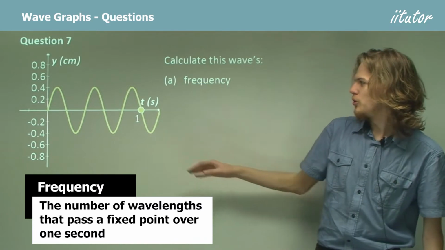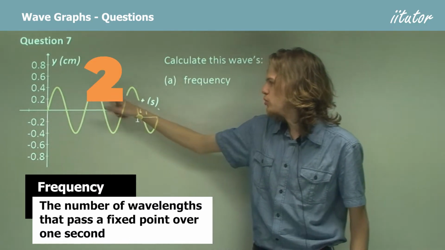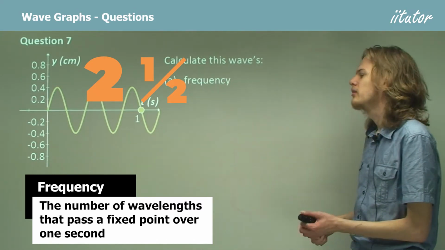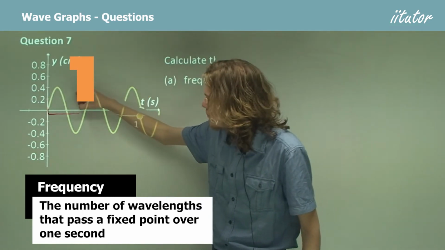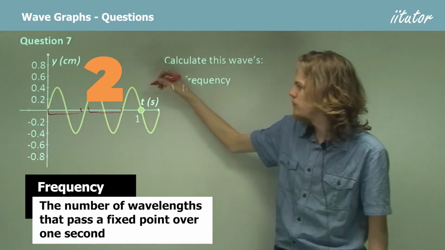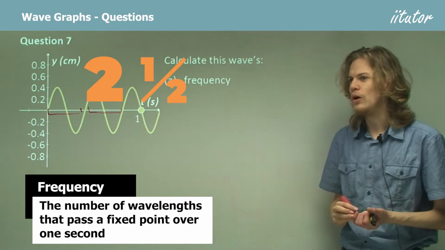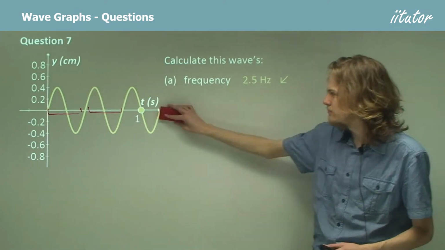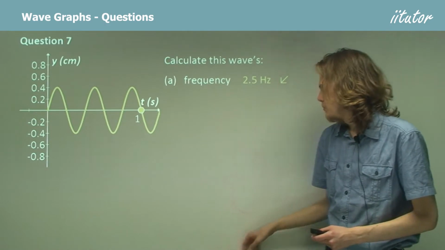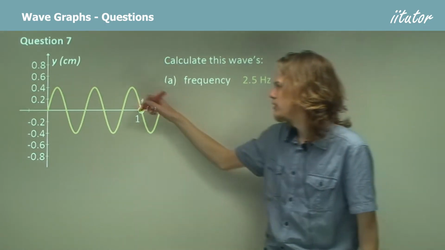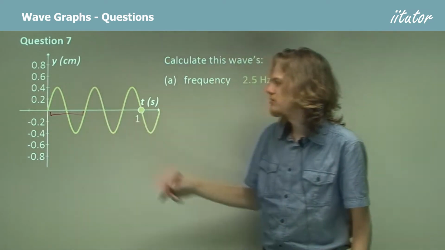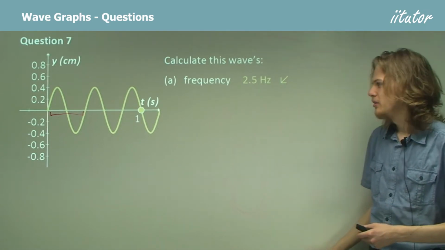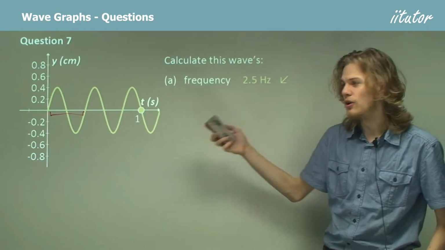We can see that there's 1, 2, and a half wavelengths altogether, right? So this is one whole wavelength. This is a second whole wavelength, and this bit at the end is only half a wavelength. So our answer is that the frequency is 2.5 Hertz. We could also figure this out by measuring the period of the wave. That's how long this interval is of one wavelength, and then taking 1 and dividing it by that. We will, of course, get the same answer of 2.5 Hertz.